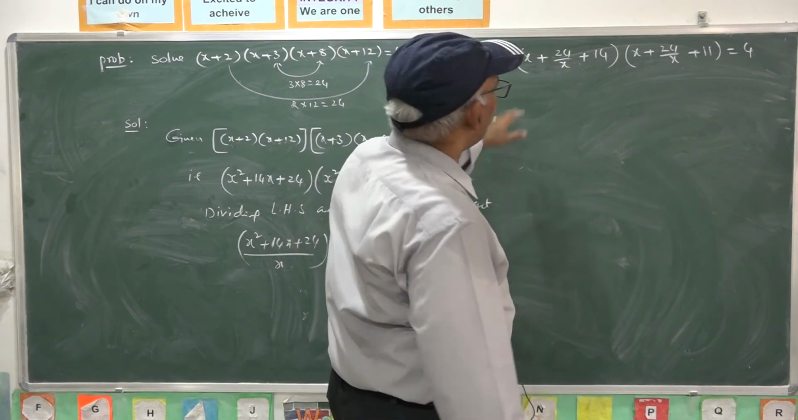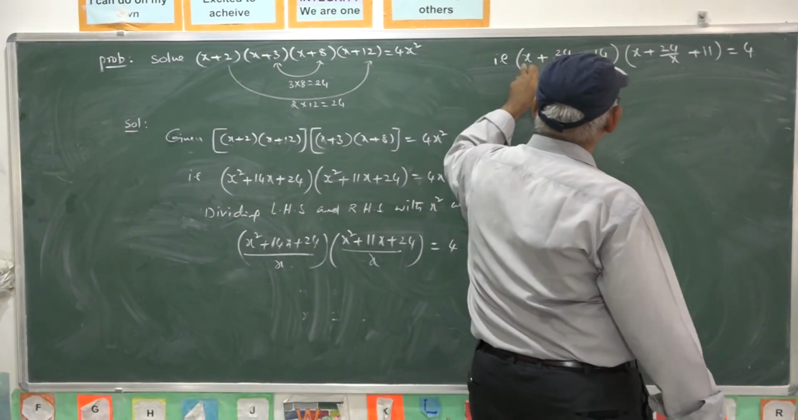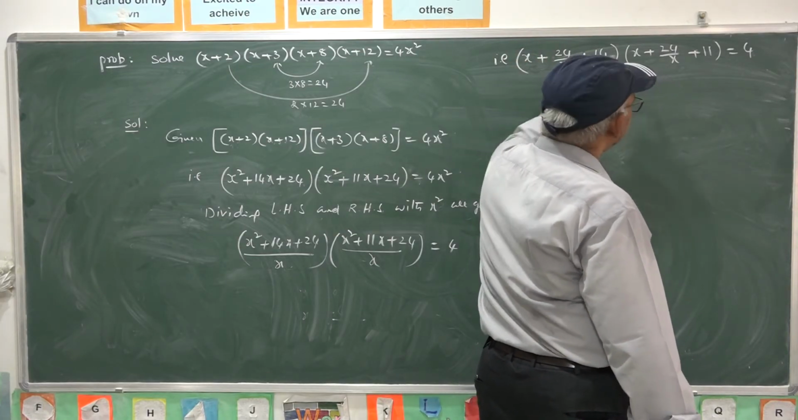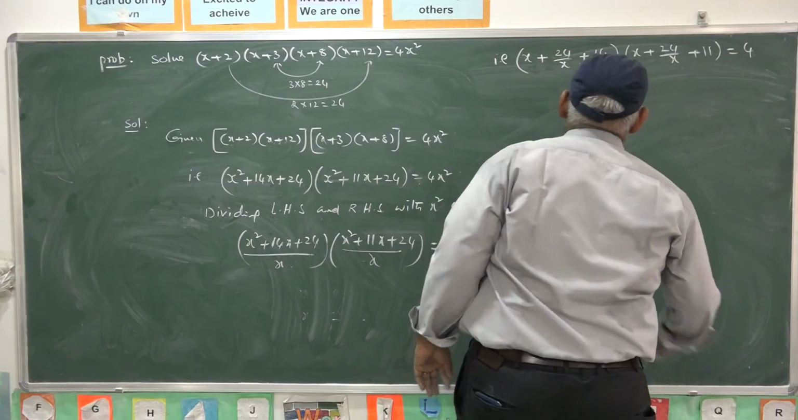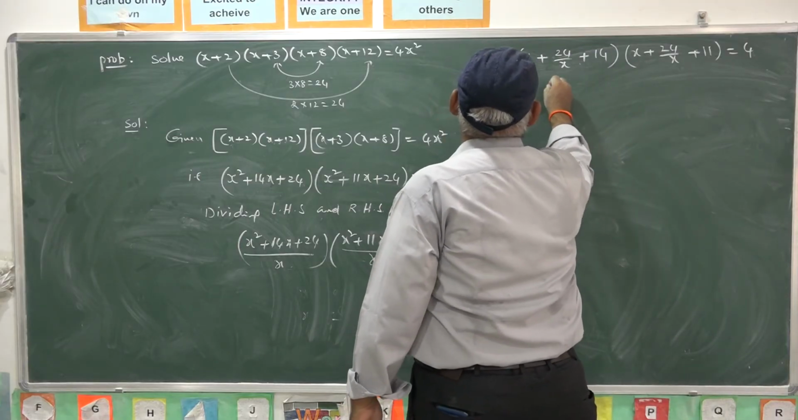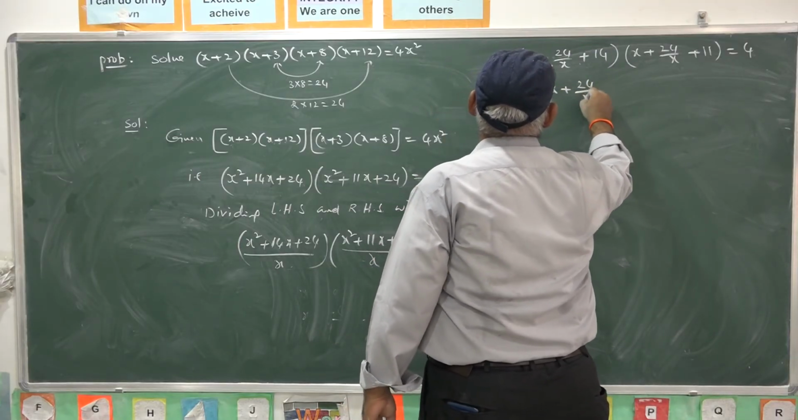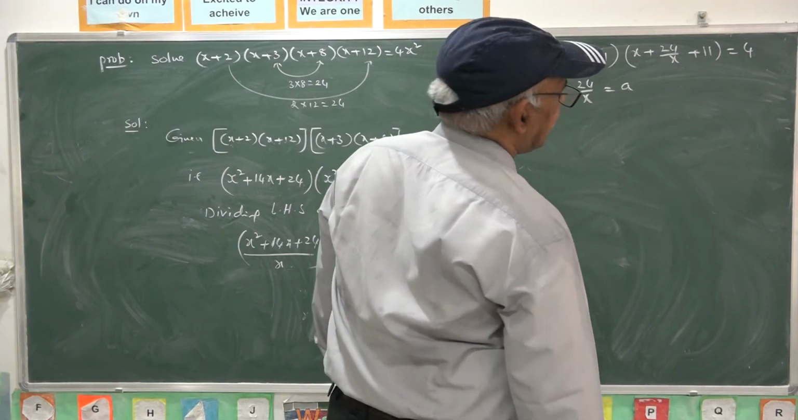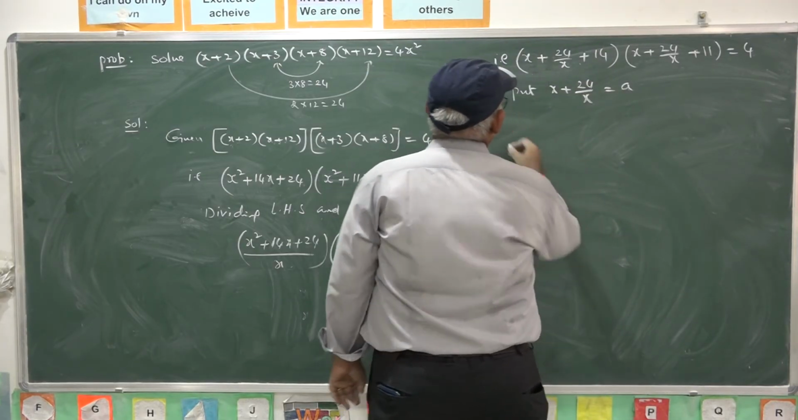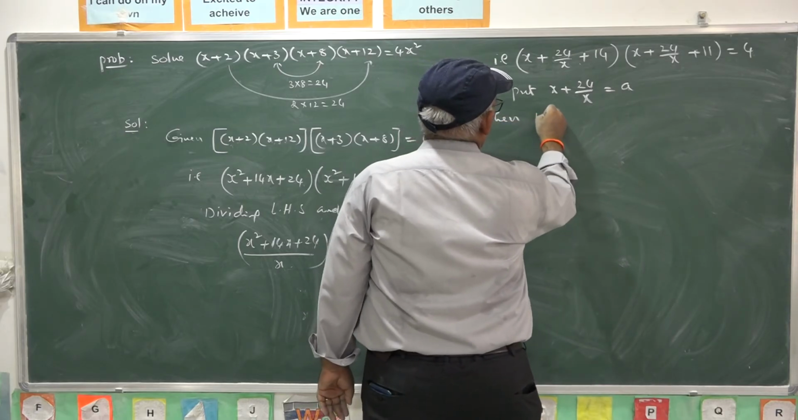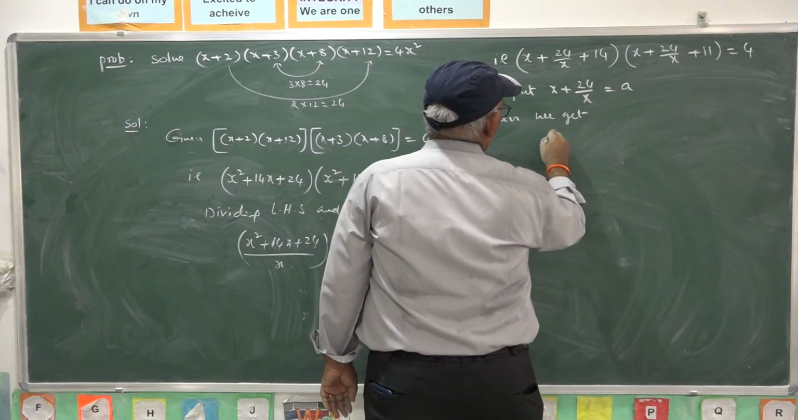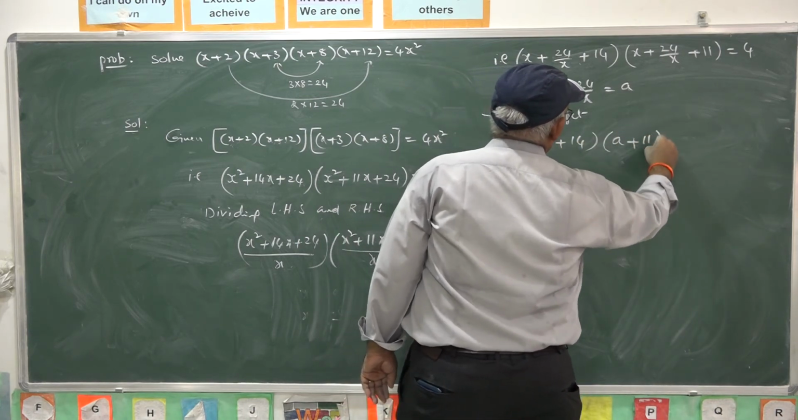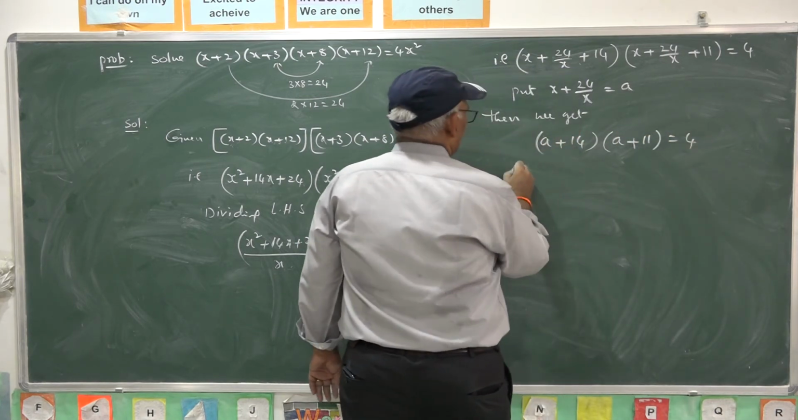In this equation, out of these two factors, this is clearly common. x plus 24 by x is common. So, put x plus 24 by x as a. Then we get a plus 14 into a plus 11 equal to 4.